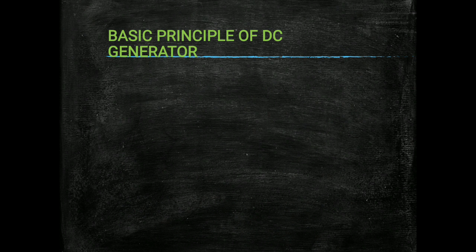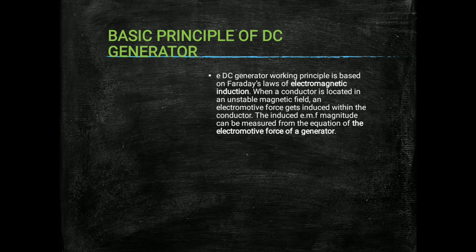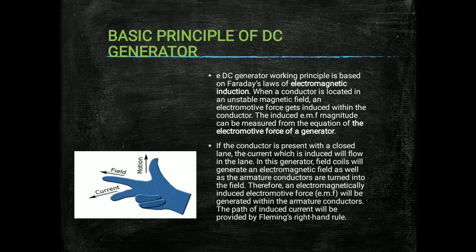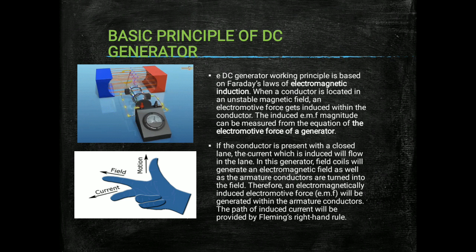Now the next slide is the basic operating principle of a DC generator. Here we can see a GIF of a DC generator. There are two poles, one south pole and one north pole. Between these two poles there are several magnetic lines of force, or magnetic flux, and a conductor is rotating between them and cuts the magnetic flux.